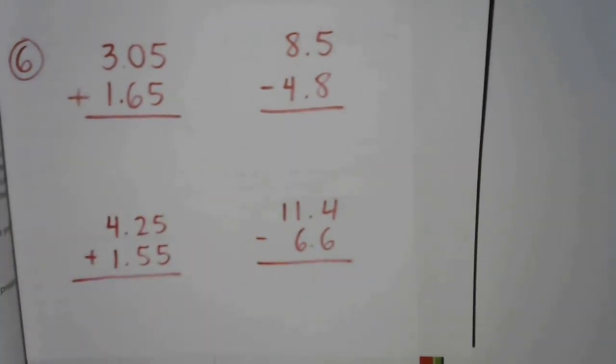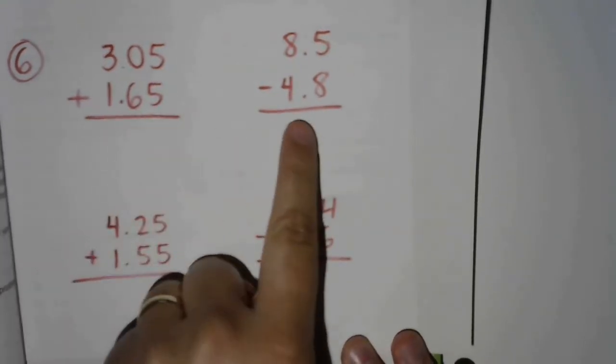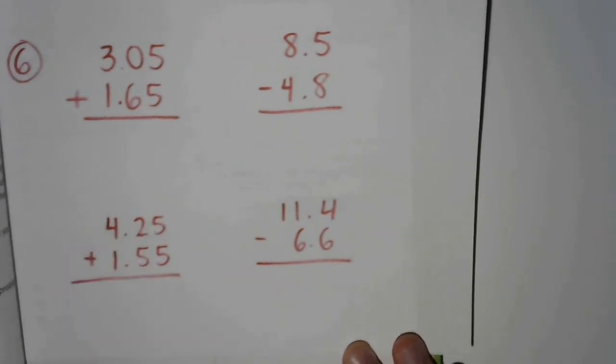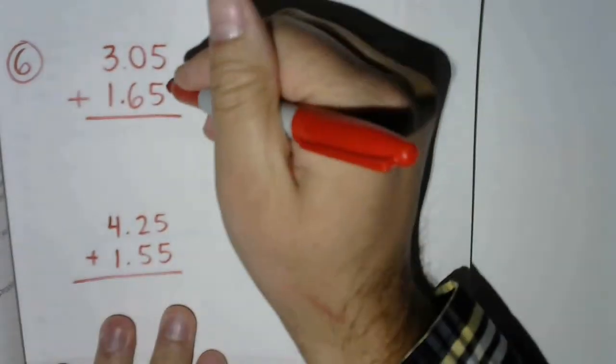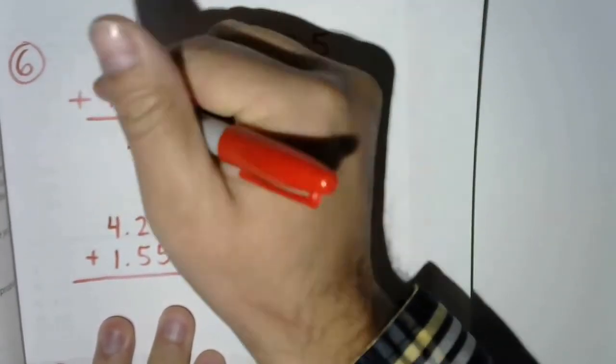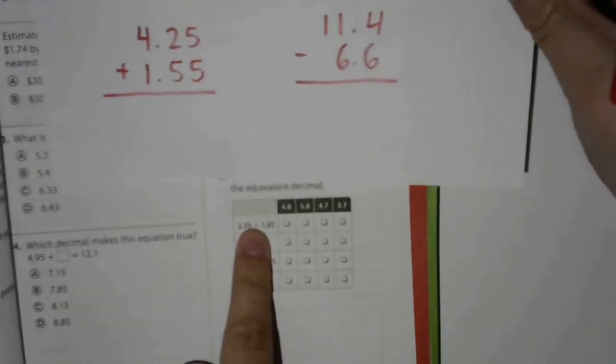So I'm adding and subtracting with decimals. And I've pre-arranged these so my decimals are lined up. I've got the right operation signs, addition and subtraction. So let's go to work. I've got 5 plus 5, that's 10. 1 plus 6, that's 7. Drop my decimal down. 3 plus 1, that's 4. Okay, so for number 1 here, I'm going to look for 4 and 70 hundredths.